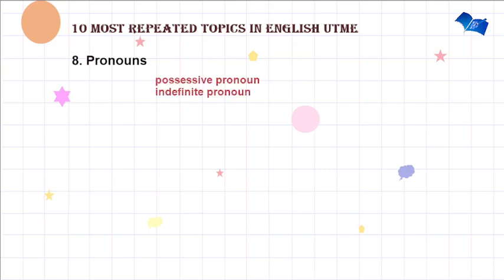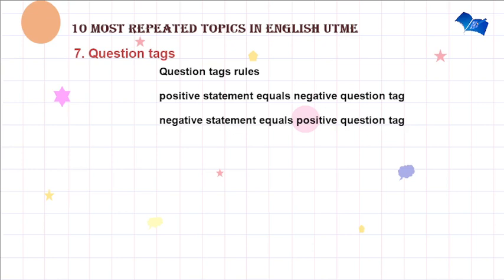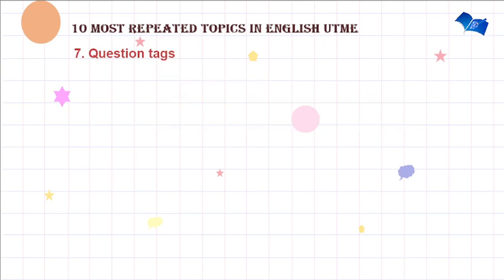Pronouns. Under this topic, you need to have the knowledge of possessive pronouns and indefinite pronouns. Indefinite pronouns like anyone, all, one of, and others. Number 7 on the list is question tag. And under this, you need to have the knowledge of question tag rules, which is that a positive statement equals a negative question tag and a negative statement equals a positive question tag. You always see questions on this topic, so having knowledge of question tag rules will help you a lot.